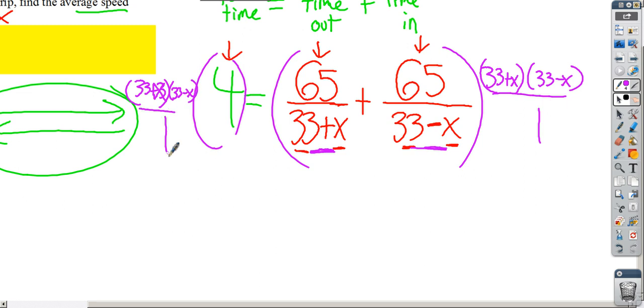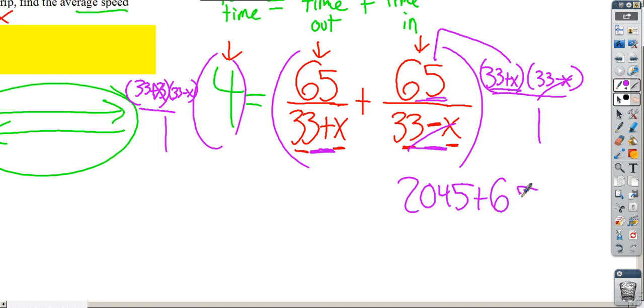Okay, if you distribute to this, the minus x's will cancel, so we'll have 65 times (33 + x). And what's that? 1980 plus 165 is 2045. And then 65 times the x is plus 65x. Okay, then we have a plus.